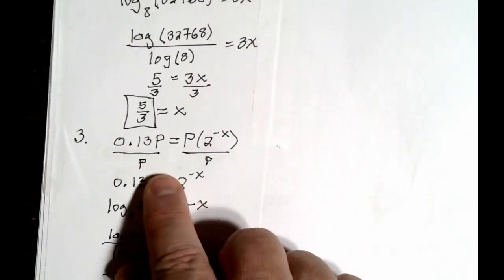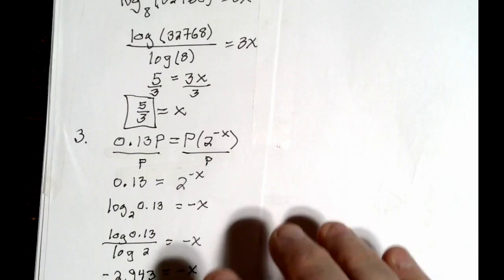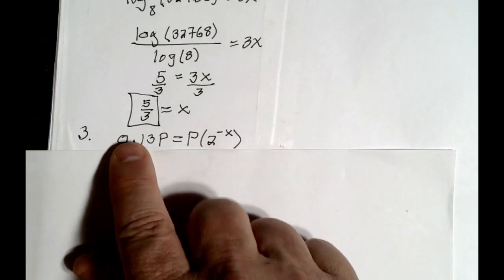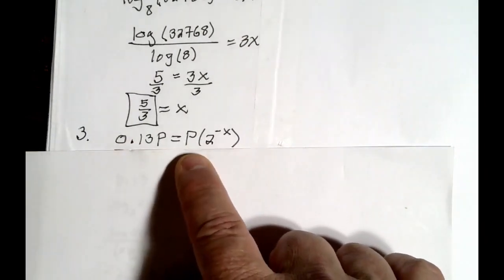Number 3. So number 3, the original problem is this one. Okay, so 0.13p equals p times 2 to the negative x. Well, you want 2 to the negative x all by itself. So divide both sides by p.